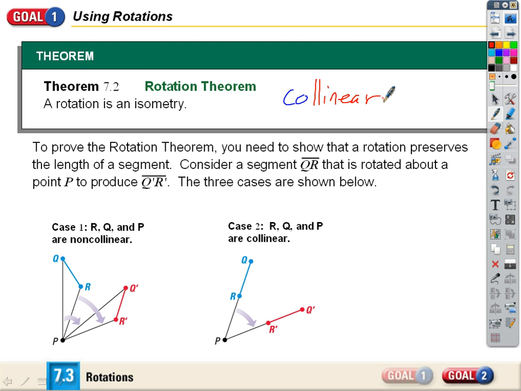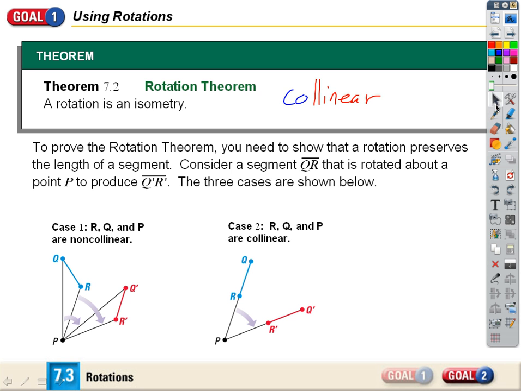Now, what if they do line up all on the same line? No big deal. If Q, R, and P are collinear, then that entire line just gets rotated around P. I'm honestly not even sure why textbooks always make this distinction. It just seems pretty natural.